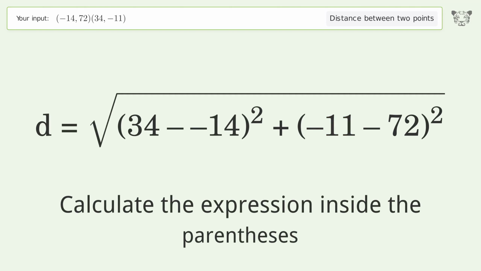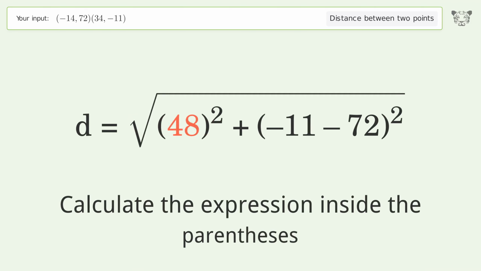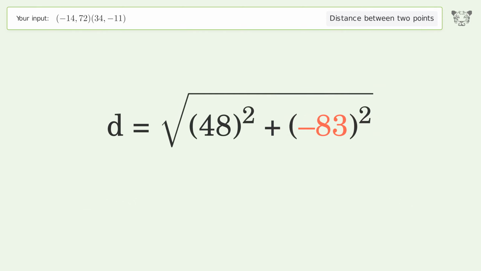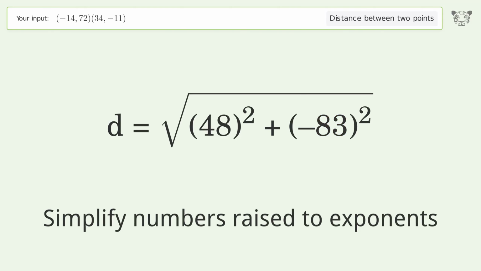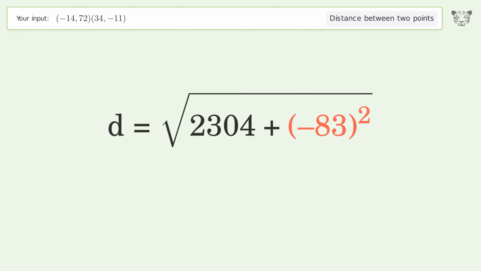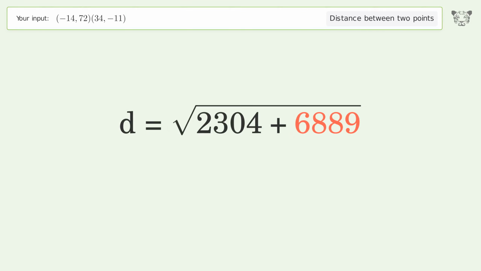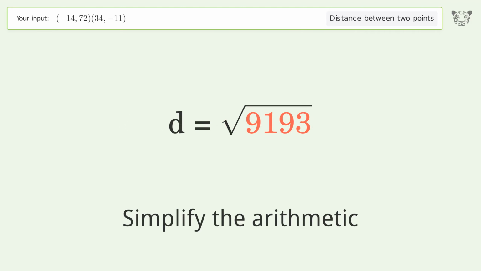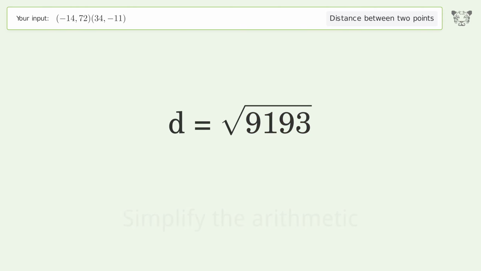Calculate the expression inside the parentheses. Simplify numbers raised to exponents. Simplify the arithmetic. And so the distance between the 2 points is the square root of 9,193, or 95.88.